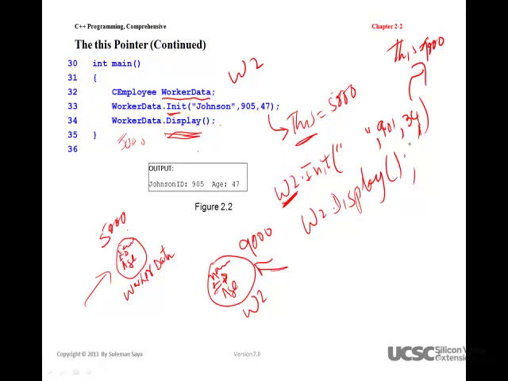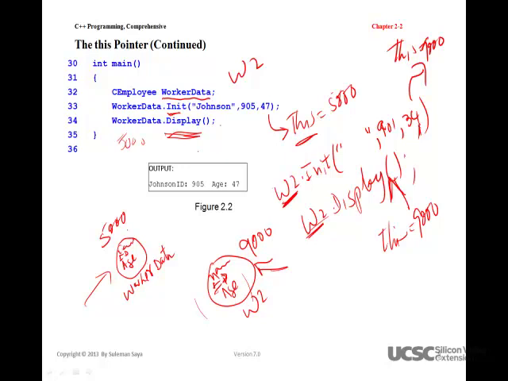So if I would call W2 dot display, that means the W2 address will be passed right here through this pointer. So this pointer will be holding the address 9000. Now, what is located at address 9000? All this data. So different data than address 5000. So now this display, which is called by W2, will display the data which is at location 9000.